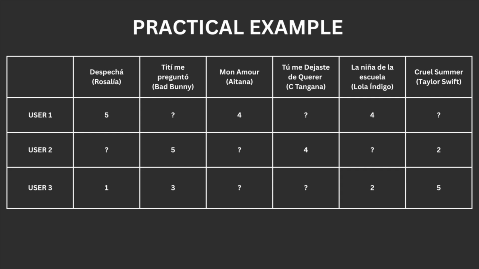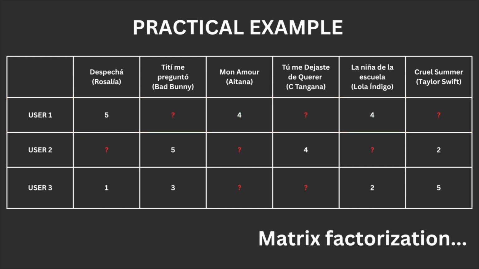Imagine we've got 3 users and 6 songs. 5 of the songs are in Spanish, 1 is in English. We already start to see 2 hidden themes, reggaeton energy and English pop vibes. As a quick overview, we can see that user 2 really likes reggaeton but not pop. User 3, totally the opposite. And user 1, we know they like reggaeton, but we don't know about the pop. For the rest, here's where matrix factorization kicks in.